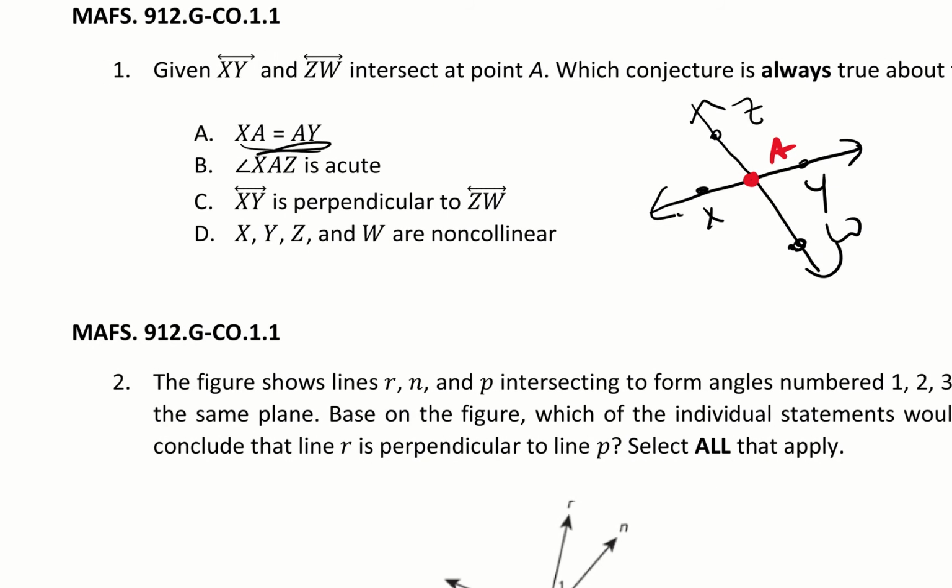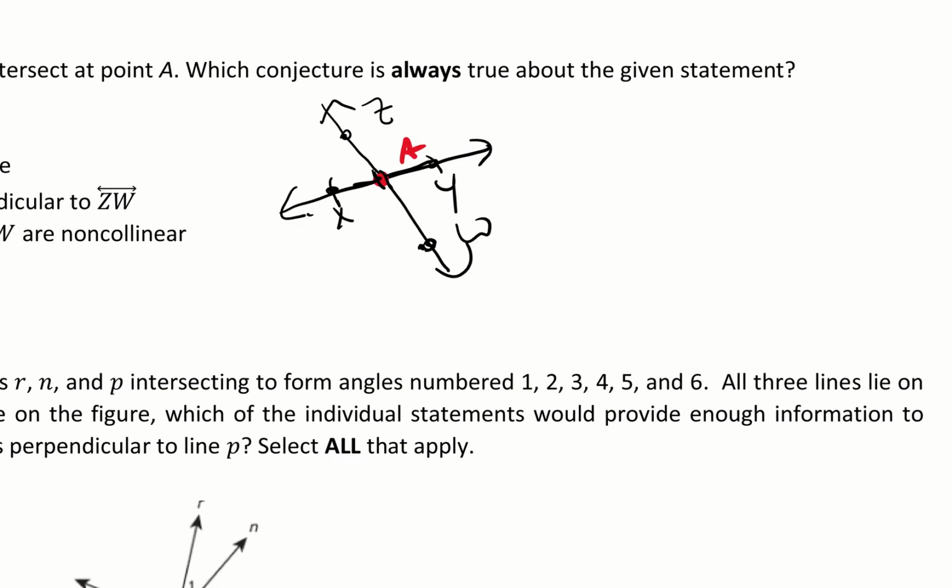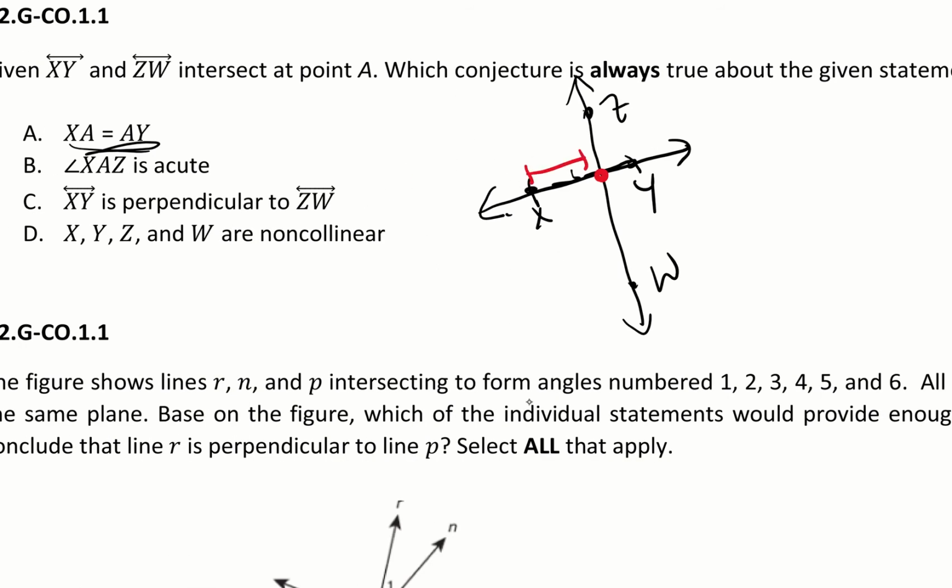XA is equal to AY. Is that always going to be true? Well, in this example, it looks like it is true, but it looks like they're about the same size, right? The same distance. But remember that this is just a drawing. I could have just as easily drawn it like this, where the line goes like this. That would be ZW. And then if you look at this distance, that no longer is equal to that distance, right? And so that's not always true. It's true sometimes, but not always. So we'll cross that out.